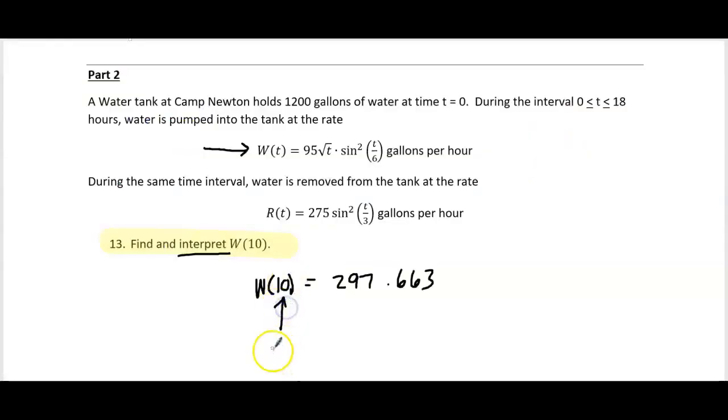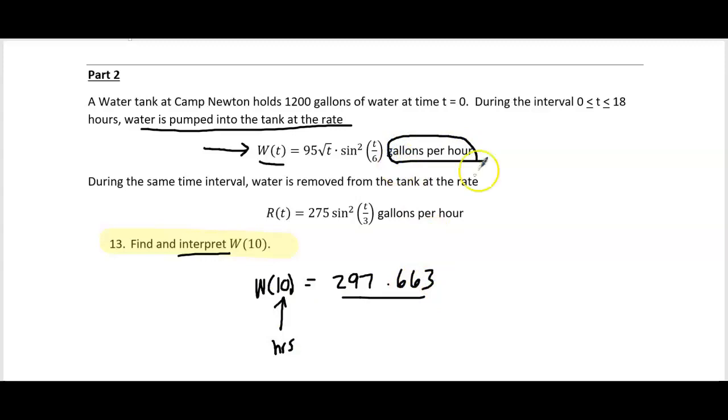Now this number here is a time, so that's 10 hours. So at the 10th hour, what is this? Well, that's W, and W is measured in gallons per hour, and that's the rate at which water is being pumped into the tank. So at the 10th hour, 297.663 gallons per hour are coming into the tank. Okay, so how would I write that as my answer? At t equals 10 hours, water is coming into the tank at a rate of 297.663 gallons per hour.